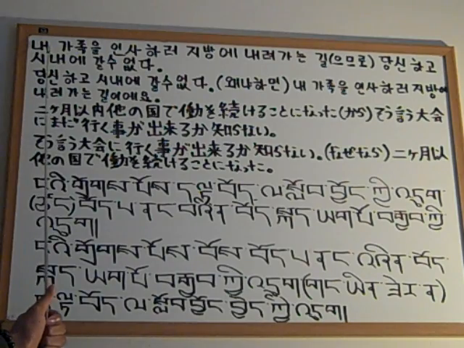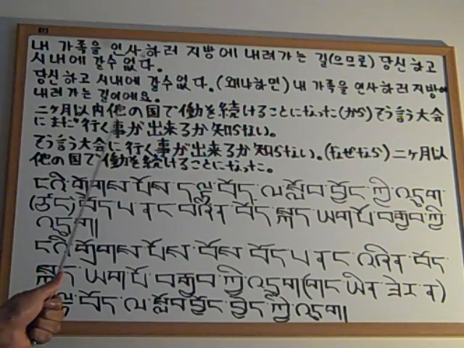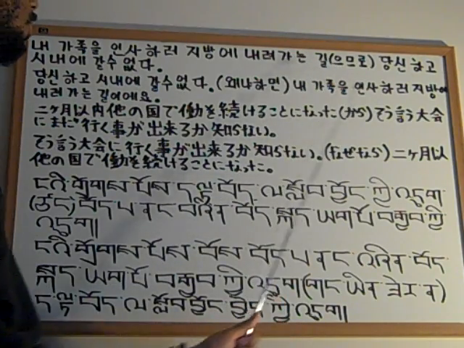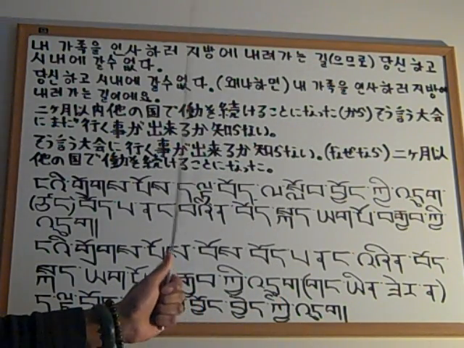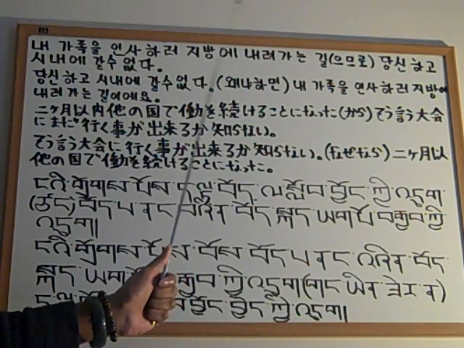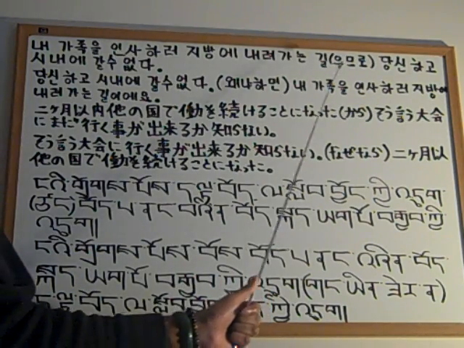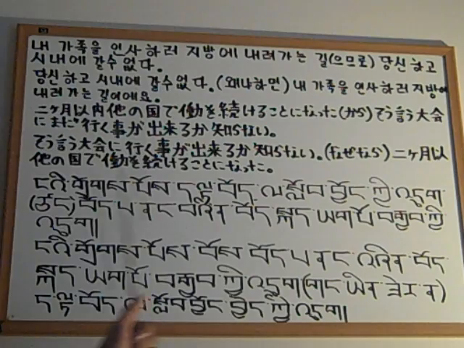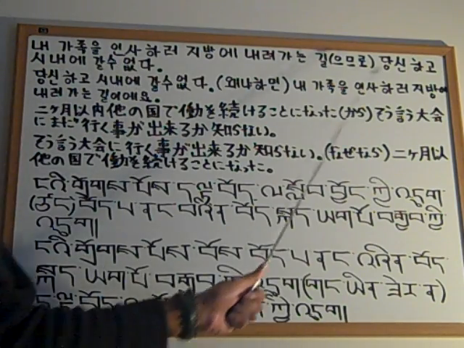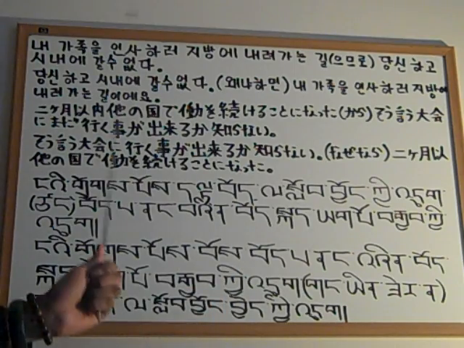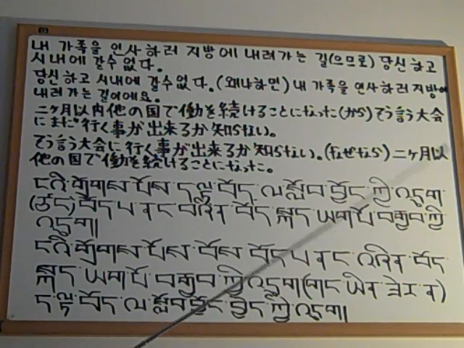So it said, okay, so 내 가족을 인사하러. So in order to visit my family, 지방에 내려가는 길이므로, I'm on my way, going down to the countryside. I'm going down to the countryside because of that, due to the fact that I'm going down to the countryside. 당신하고 시내에 갈 수 없다. I can't go to the city center with you. So I can't go to the city center with you because I'm on my way down to the countryside to see my family. All right?